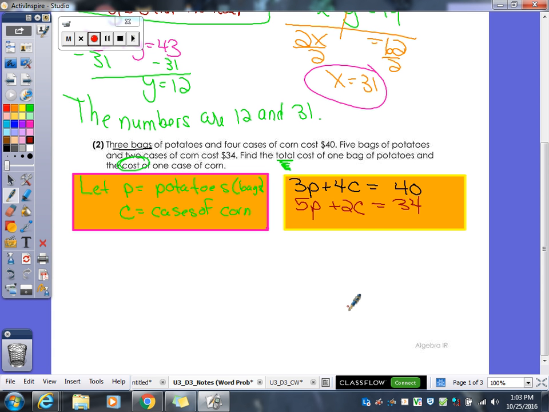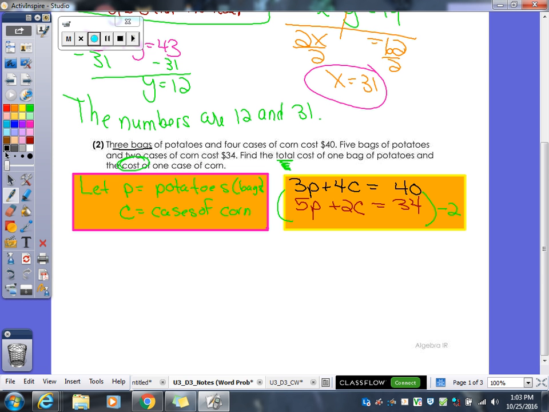Okay, so if you wanted to get rid of the P's, you could multiply the top by a 5 and the bottom by a -3. But I can change this 2 to match that 4. How do I change it? What do I multiply it by? -2. If I multiply all that by -2, it will change that positive 2C to a negative 2C.